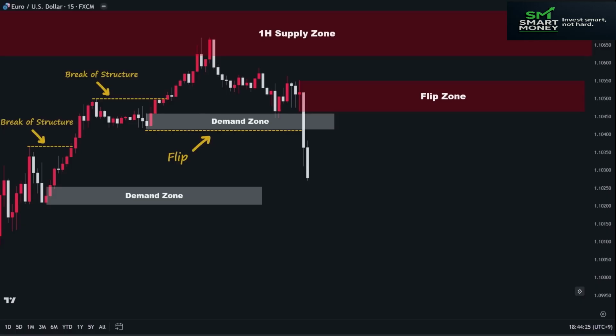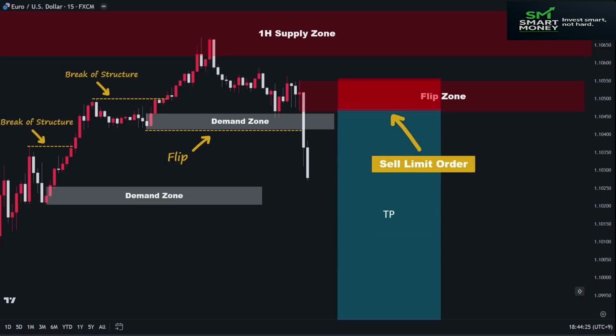Based on this pattern, I will place a sell limit order at the lowest point of the flip zone. To manage risk, I will set the stop loss a couple of pips above the flip zone. As for the target, I will aim for the unmitigated demand zone in the 1-hour time frame.